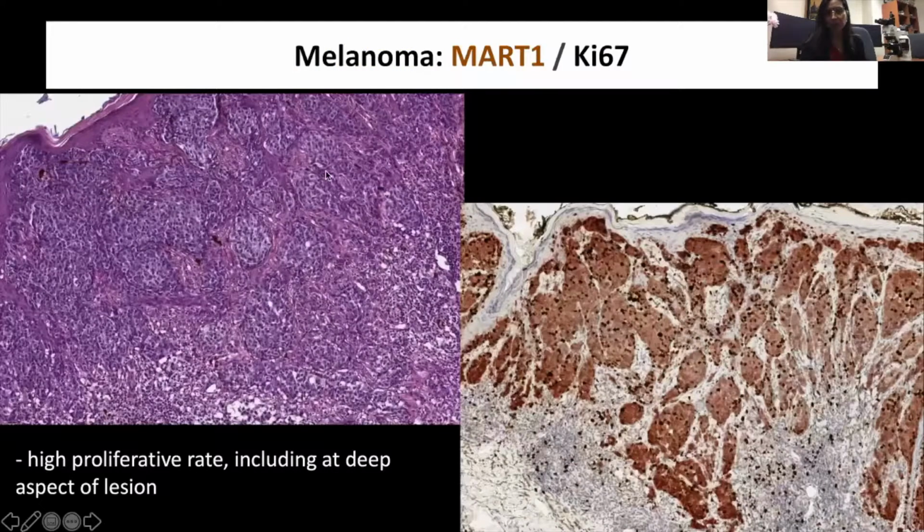So here is a malignant melanoma with MART-1 and Ki67 staining. You see how many of those cells are showing double expression of MART-1 in the background with brown, and then black nuclear staining with Ki67. So there is a very high proliferation rate in this melanoma case.